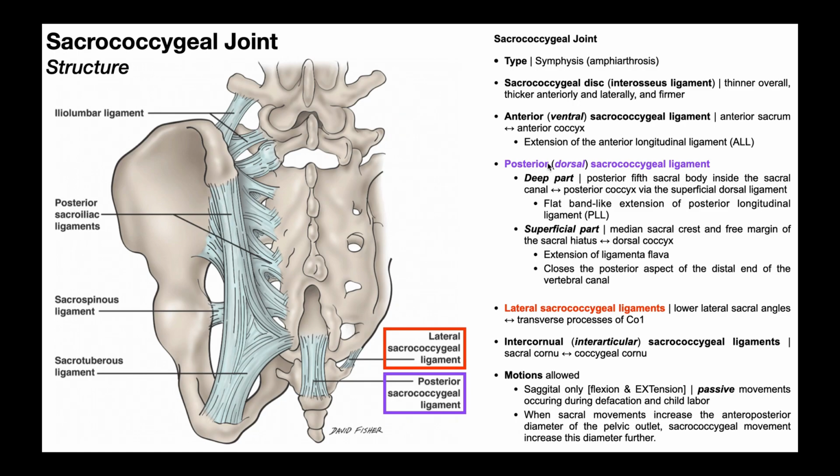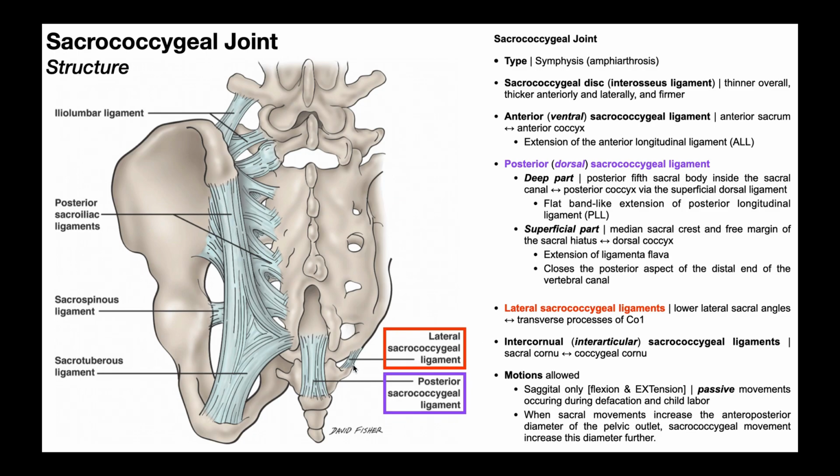The deep part of the posterior sacrococcygeal ligament connects the posterior fifth sacral body within the sacral canal, so kind of underneath the superficial part right here. You can't see it, so basically the body of S5, to the posterior coccyx via the superficial dorsal ligament. That's another term for the superficial part of the posterior sacrococcygeal ligament. So in other words, the deep and superficial fibers actually blend as they go inferiorly down to the coccyx. And the deep part here is a flat band-like extension coming down from the posterior longitudinal ligament, or the PLL.